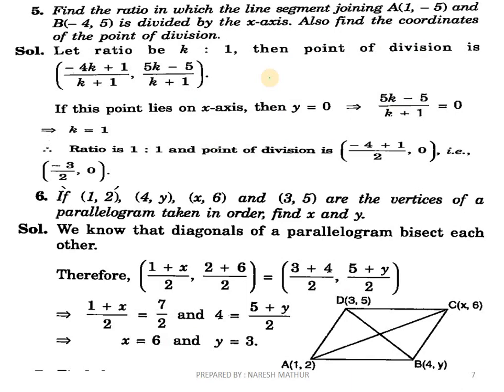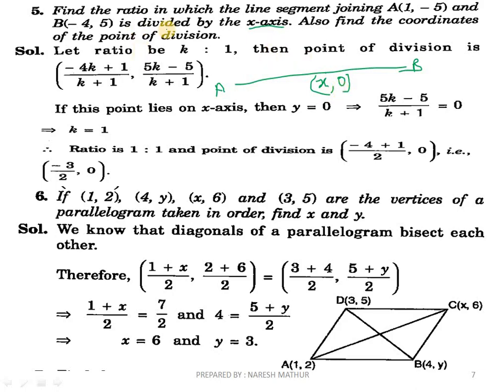Next question says, find the ratio in which the line segment joining this and this is divided by the x-axis, and we need to find the coordinates of the point of division. See here, if a line segment AB, let's say this one is A and B, is divided by the x-axis, somewhere at this point. So the coordinates of the point on the x-axis should be what? (x, 0). We don't know the coordinates, so we'll write (x, 0). Why 0? Because on the x-axis the value of y is always 0.